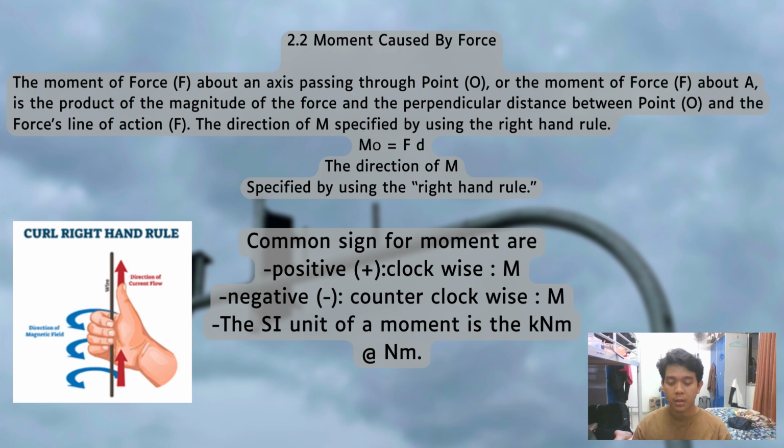Moment caused by force: the moment of force F about an axis passing through point O, or the moment of force F about O, is the product of the magnitude of the force and the perpendicular distance between point O and the force's line of action. The direction of M is specified by using the right-hand rule. M equals Fd, which is force times distance. Common signs for moment are positive, which is clockwise, and negative, which is counterclockwise. The SI unit of the moment is kilonewton meter or newton meter.